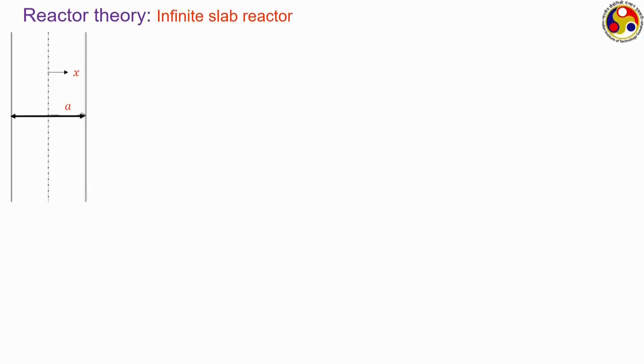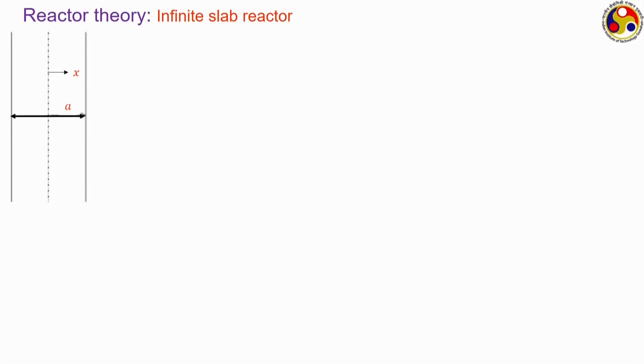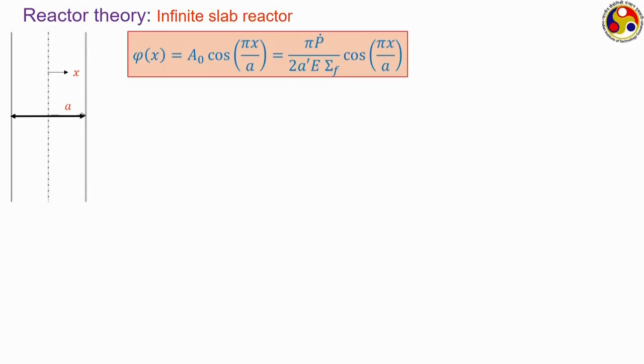So, now we go back to the problem that we solved during the previous lecture. Here the reactor has the geometry of an infinite slab having a thickness of a, and the coordinate direction was taken from the center line. We solved this and got this particular form, where A naught is the coefficient which can be calculated from the power rating.